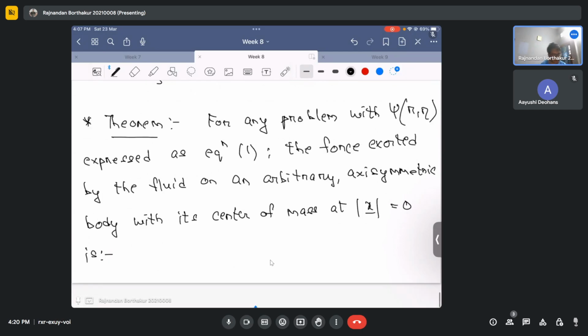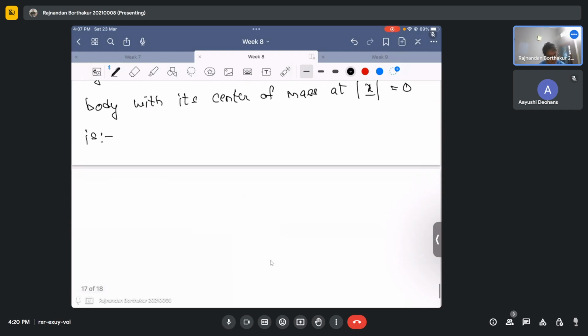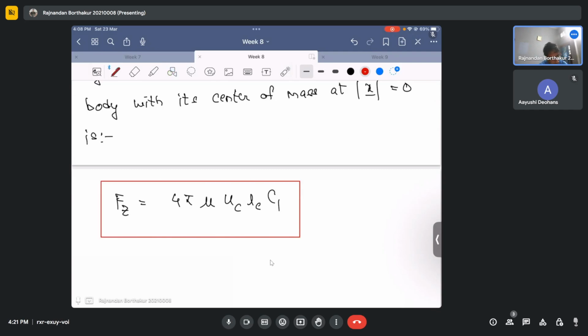So it says that the force that the fluid essentially exerts on any arbitrary axisymmetric body is something like this. It is Fz, where z denotes the axis of symmetry, is basically 4 pi mu Uc Lc times c1, where that c1 is what we essentially calculate, that is, the mode n equal to 1 coefficient c1. Okay, that's what I meant by c1 here. All right, where remember this z that you see here denotes the axis of symmetry.